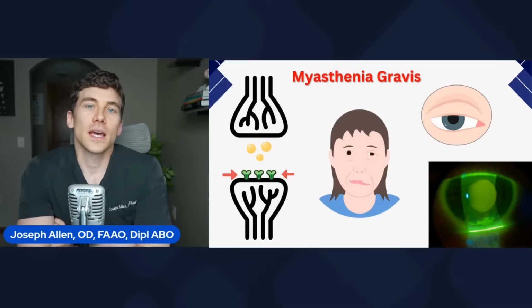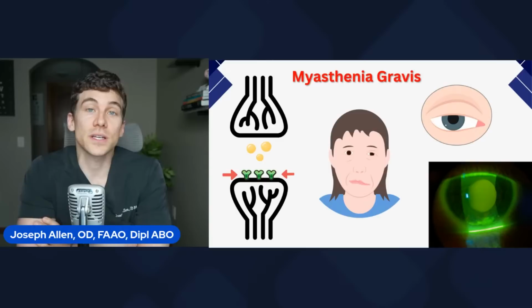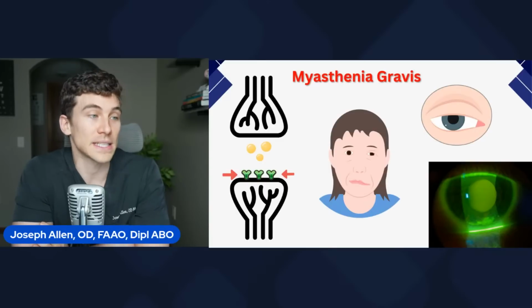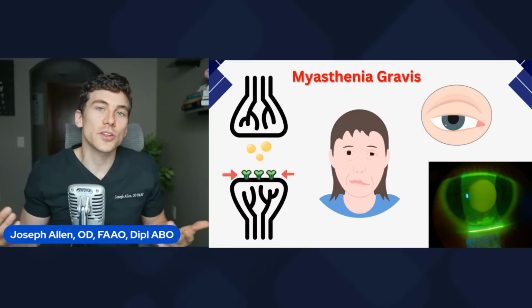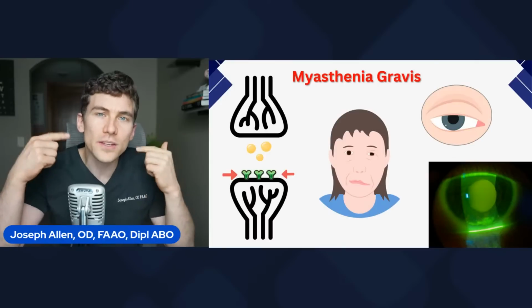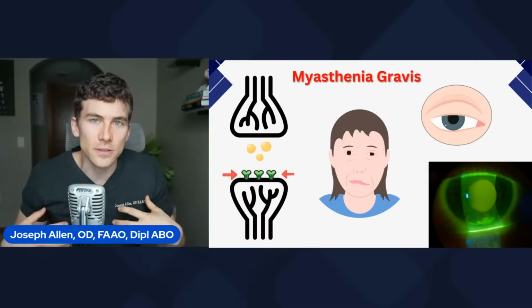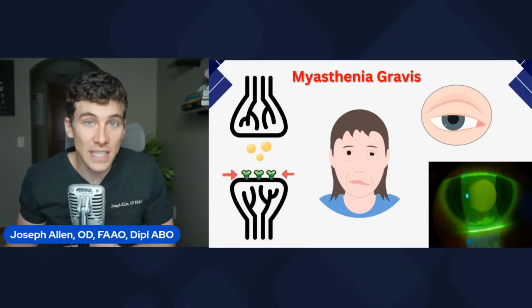Myasthenia gravis. This is another one that I bet a lot of people have not heard of, but let me know in the comment section if you have ever heard of myasthenia gravis, or maybe it's something that a family member has had. So this is where your autoimmune system starts attacking the receptors in the neuromuscular junction between your nerves and your muscles. And this ends up resulting in extreme fatigue.